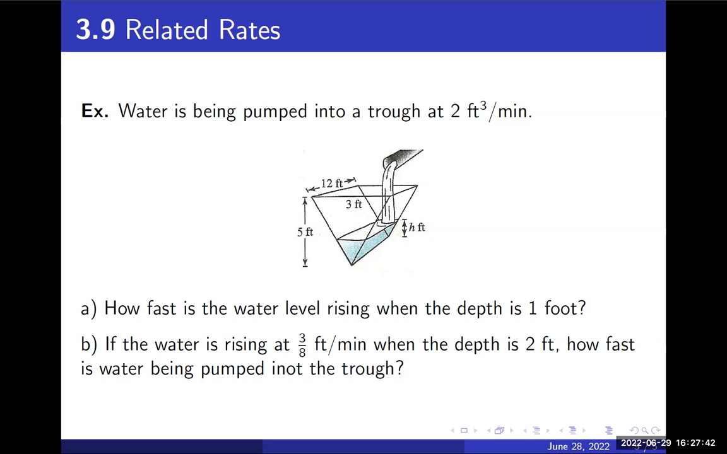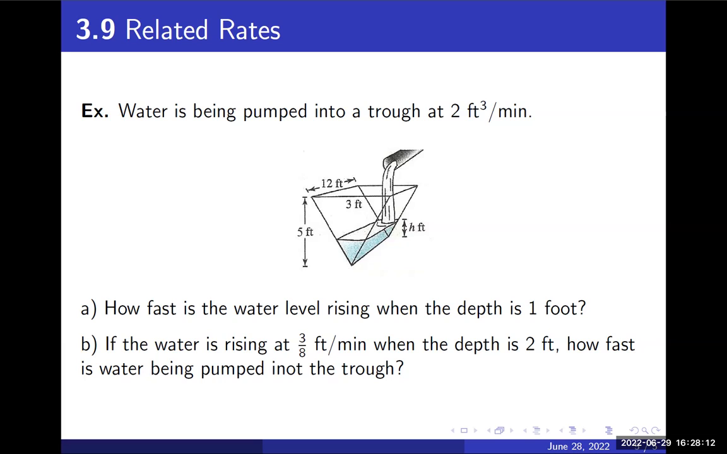And then, we have some water in there, and we can label the depth of the water as H, since that depth is changing over time. Okay. So a couple of questions. First one, how fast is the water level rising when the depth is 1 foot? At the moment the depth is 1 foot, how fast is the water level to the bottom of the trough rising?